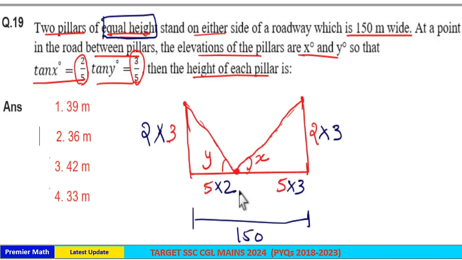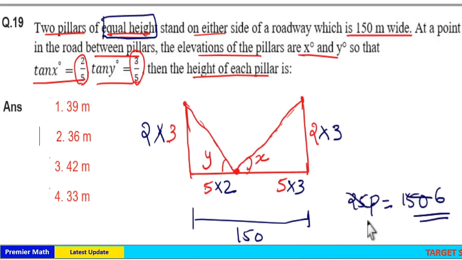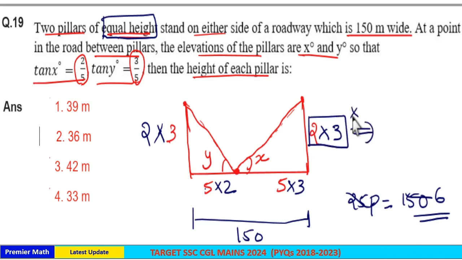So total 10 plus 15, 25 part is given as 150. Which means 1 part is equal to 6. If 1 part is 6, then the height of the pillar is equal to 6 part, which is equal to 6 into 6, 36. So option 2 is your answer.